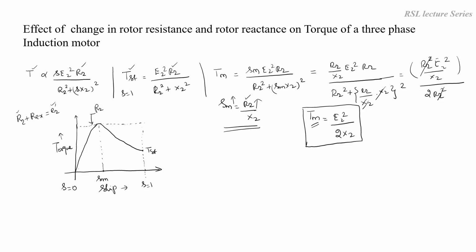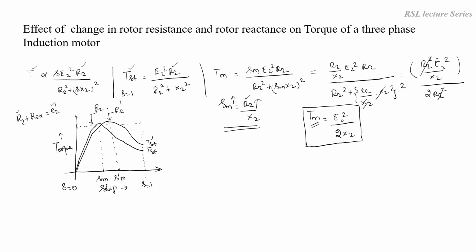In such a case, what will happen? The starting torque also increases. Again, the slip corresponding to maximum torque also increases, whereas the maximum torque will remain the same. So we'll get a curve parallel to this curve with the same value of maximum torque, but the slip corresponding to this maximum torque will change to Sm dash, and the starting torque will increase from TST to TST dash. So this is the torque corresponding to R2 dash.